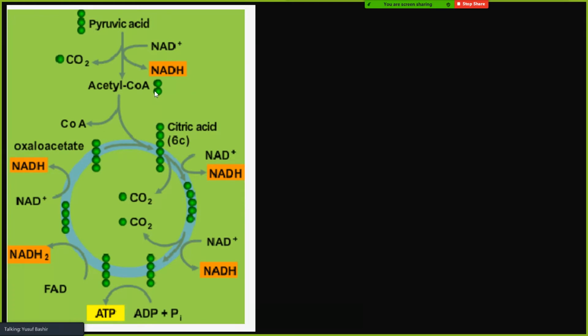So what is NADH2? Look, it says FAD turns into NADH2. I think that should be FADH2. So what's the difference between NADH and FADH2? They're the same idea, but there's a slight difference in the structure. I don't know exactly what the difference is, but it's the same idea.